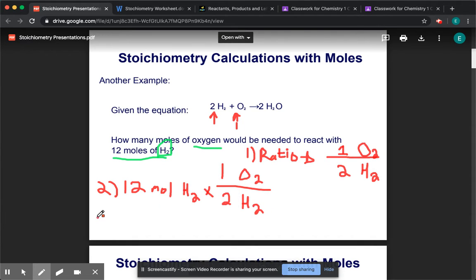And then after you've got that set up, step 3 is to just multiply everything out. Okay, so 12 moles of hydrogen times 1, 12 times 1 is going to give you 12. And then divide that by 2, you get 6. Okay, so if you set this up, no, let me not put that there. Okay, you're going to get 12.